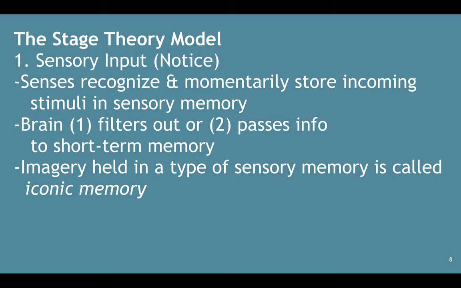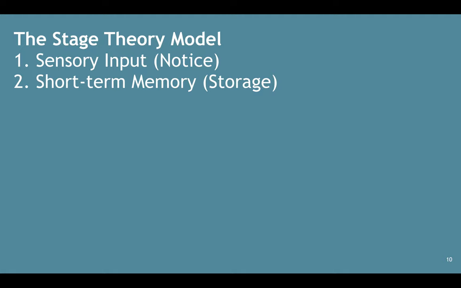Here are our senses, whatever they are. The example I'll be showing is more visual, but all of our senses collectively can recognize and momentarily store incoming stimuli in the sensory memory. Here your brain either filters out or passes this info to your short-term memory. For example, if it's an image, this imagery is held in a type of sensory memory called iconic memory. Here's an example. You see this deer, caribou, or some kind of horned animal. That is something that is sensed visually. After noticing it, it is inputted into and stored in the short-term memory.